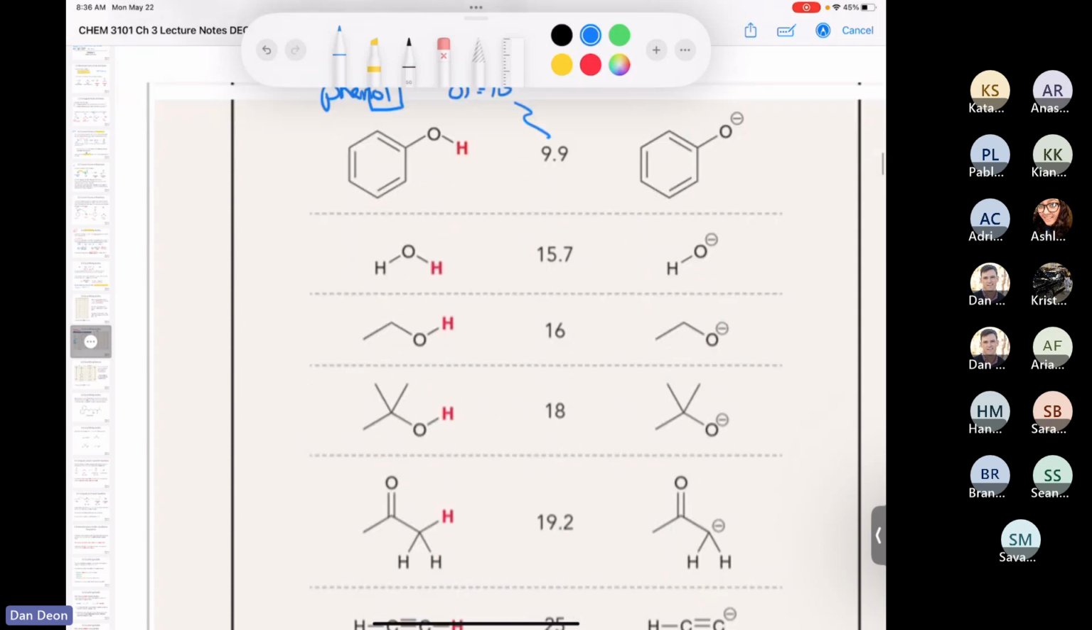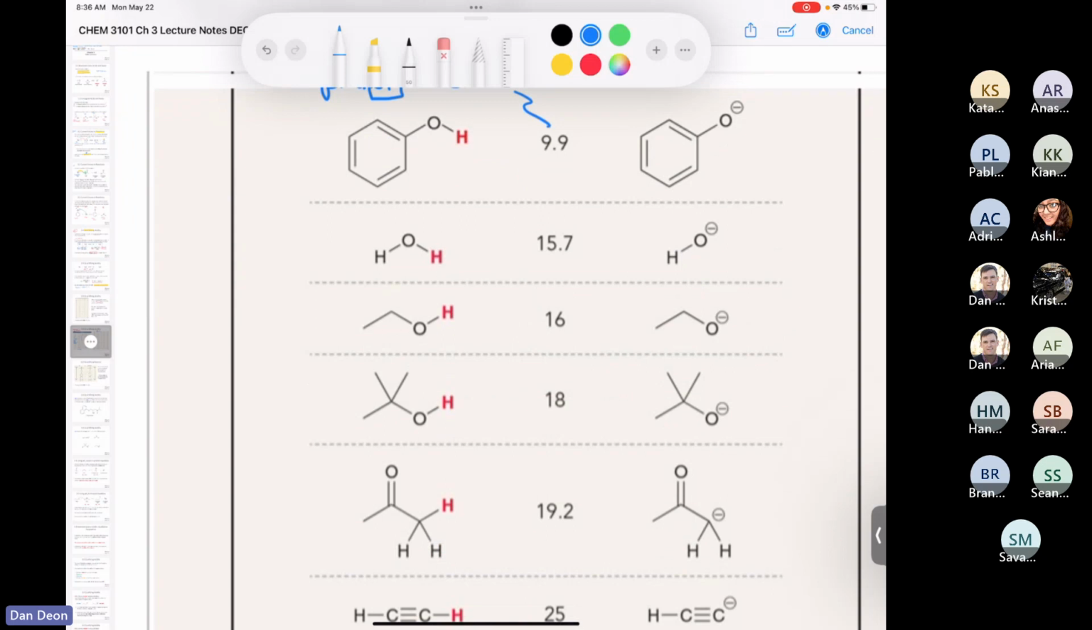The next one, water. Well, there's a little blurb about water's pKa in the textbook, but we're just going to take 15.7 as the gospel truth in this class, so we'll memorize that one. The next one you might find a little puzzling is we have two alcohols. We have ethanol and tert-butanol.